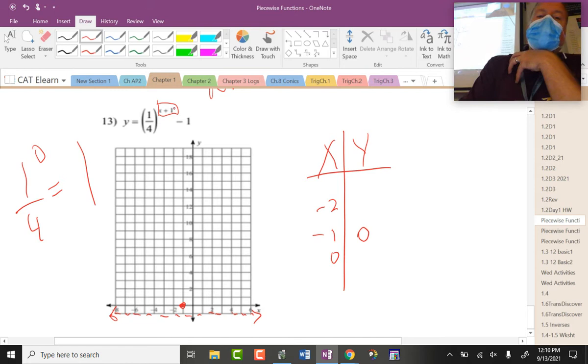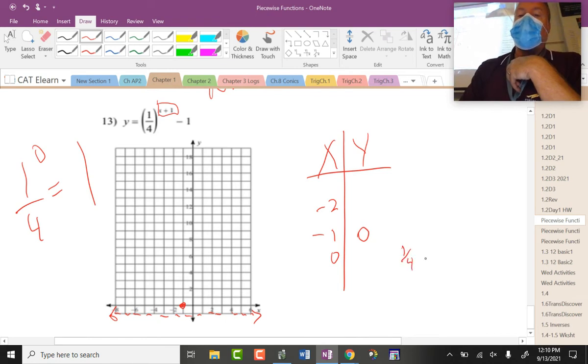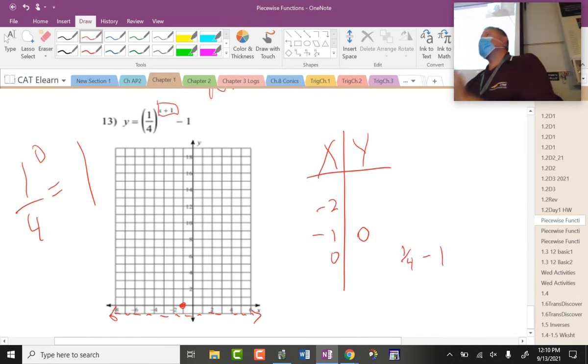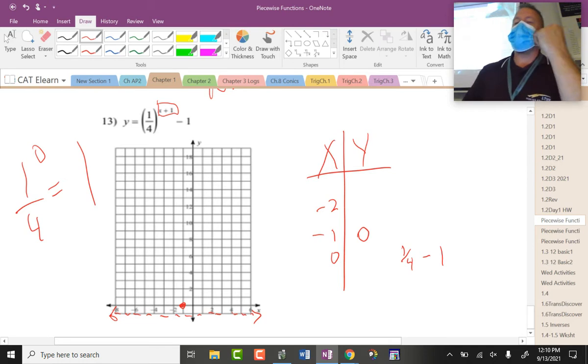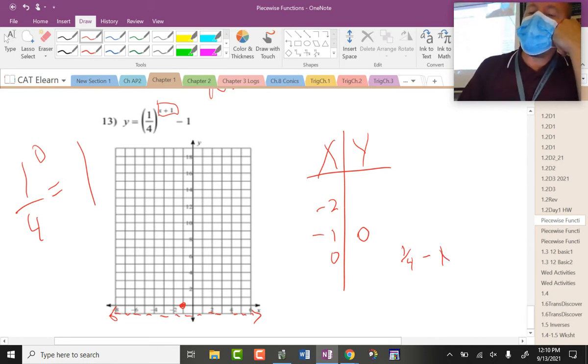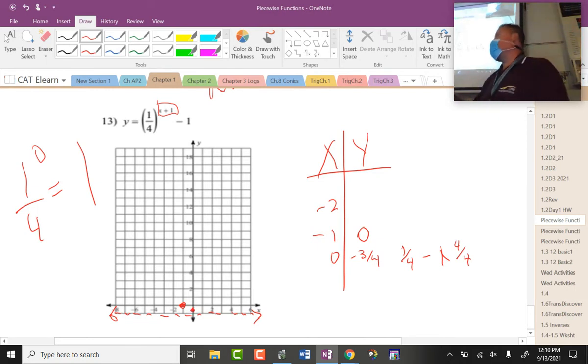Okay, what's 0 plus 1? I'm going to plug in 0 first. What's 0 plus 1? 1. 1/4 to the first is 1/4. This always makes me sad. 1/4 minus 1 is 1/4 minus 4/4. That's just -3/4. I did not do calculus there. I did grade school fraction work. All right, 0, -3/4, that's where the asymptotic behavior is occurring. It's going to be getting closer and closer coming to the right on this side.